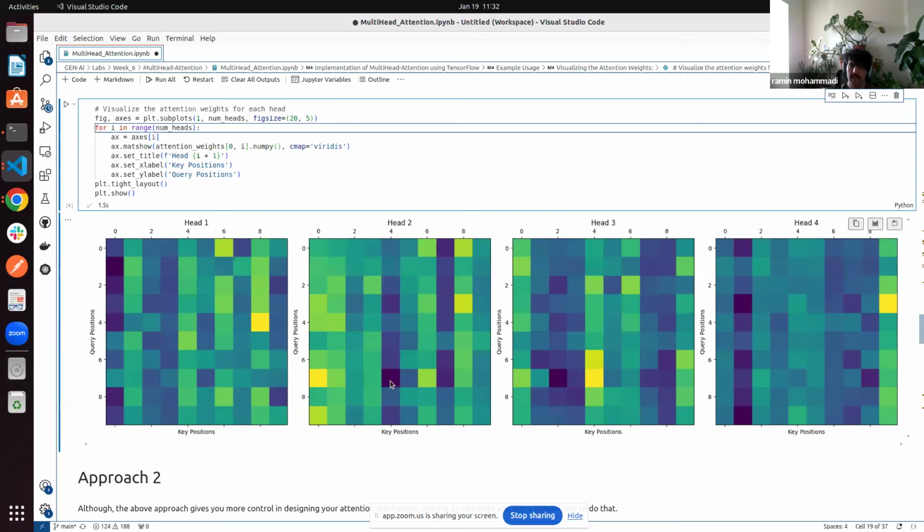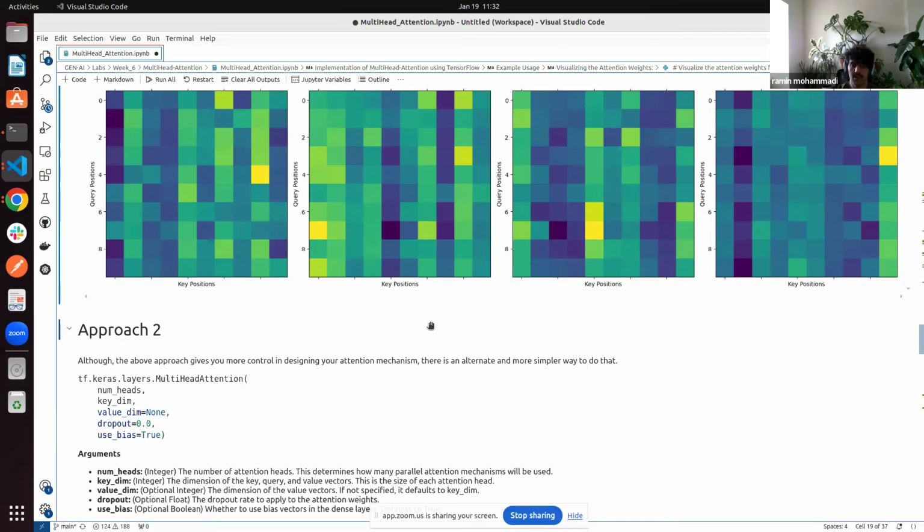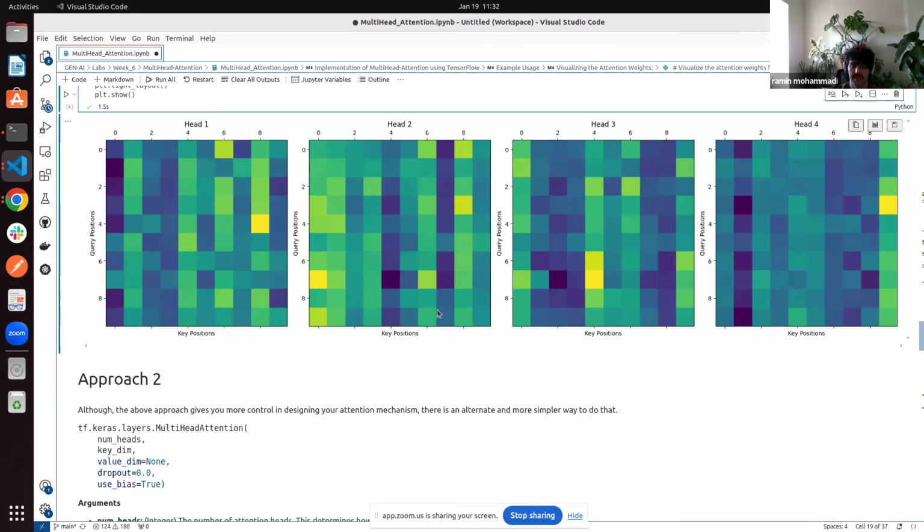What does that mean? That means each head has learned, for a given query, to attend to a different position in the keys, depending on what was important for that head to learn. That's the whole idea of attention heads. By having these multiple heads, we learn multiple relationships, or contextual representations.